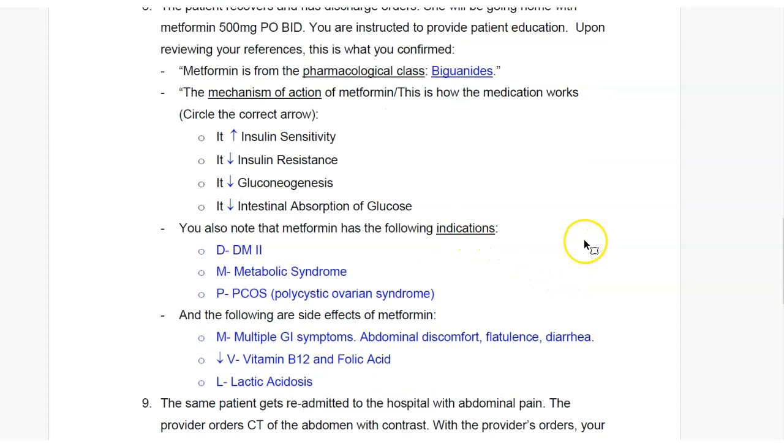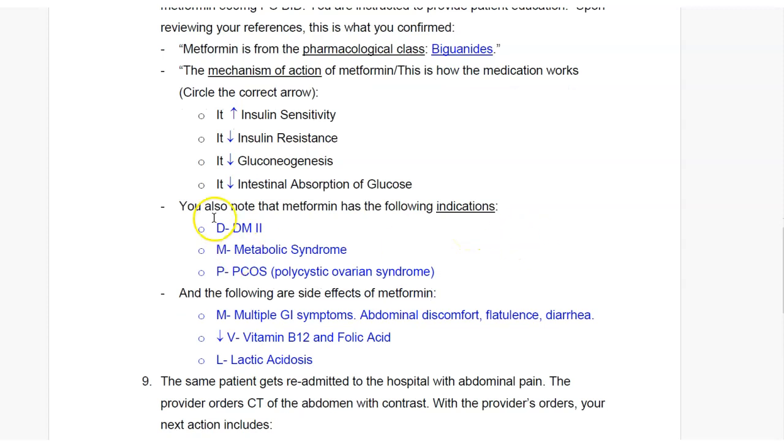So indications, other reasons, right? What are the reasons for giving metformin? As we talked about, it's given for diabetes type 2. So you have to have a pancreas that's still producing some insulin, right? And then it's also given for metabolic syndrome and PCOS.